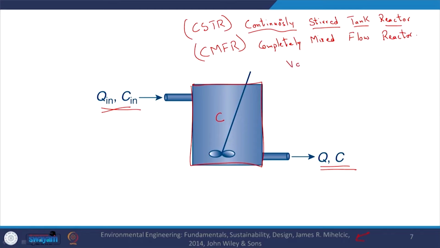So, we have V dC/dt equals Q in C in minus Q out C out plus volume into rate of formation minus rate of loss. Let us say we are assuming steady state for the sake of simplicity, but if the system is not at steady state, then obviously this term will not be 0. So, what do I understand when I say that the system is at steady state?